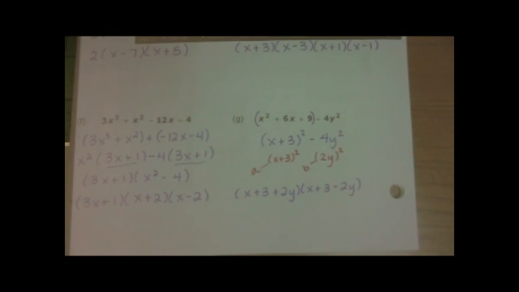So now you have 2 trinomials. And since these are not quadratic, there is nothing that we can do to factor them further.